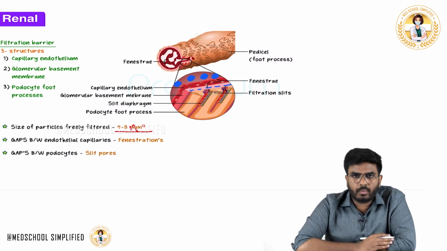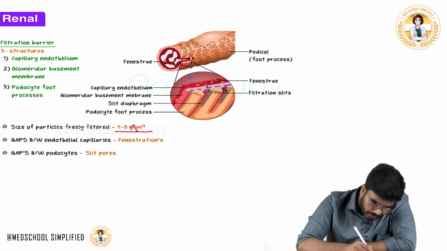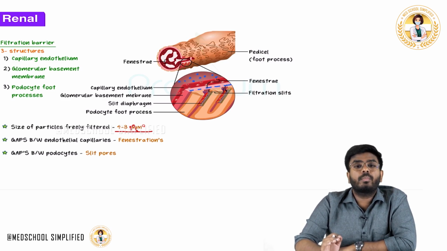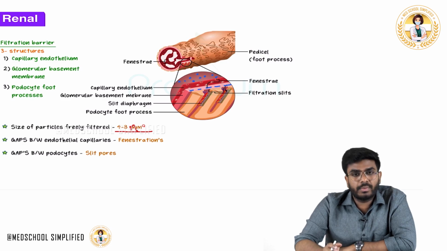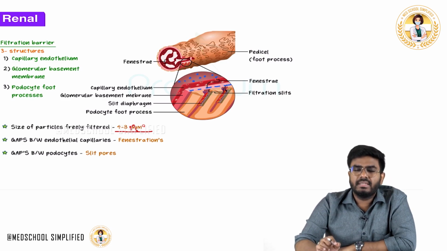Albumin is a very small molecule, a very small plasma protein. I shouldn't even draw it this big. Yes, it can be easily filtered. It's almost 4 nanometers in size. It can be easily filtered, but still no albumin is seen in your urine. Why? Though it is small in size, it can pass through the fenestrations and through the slit pores, but still it is not filtered.